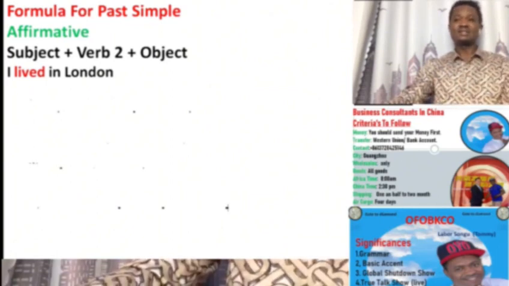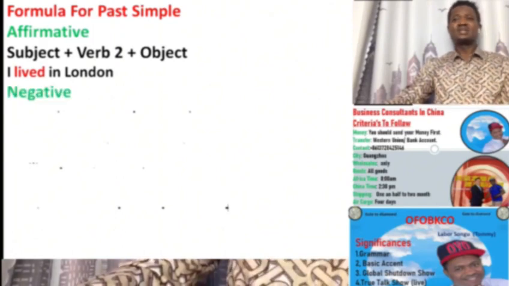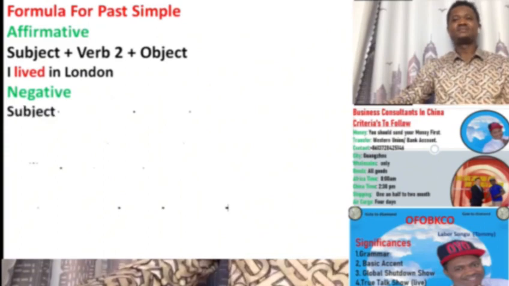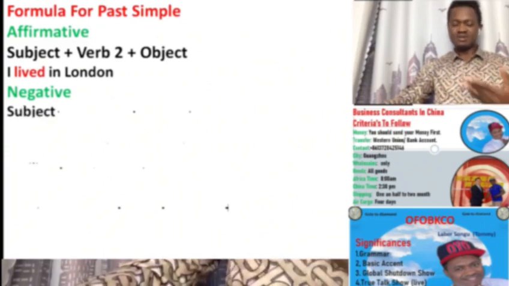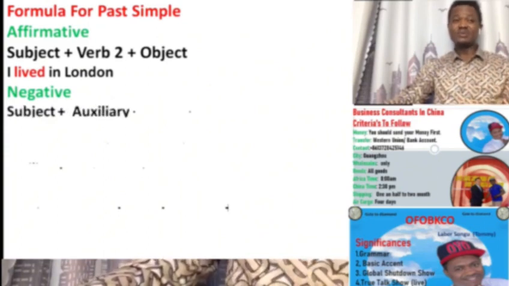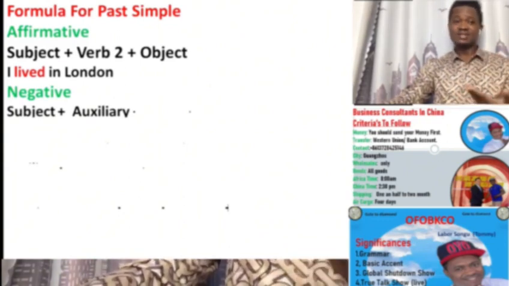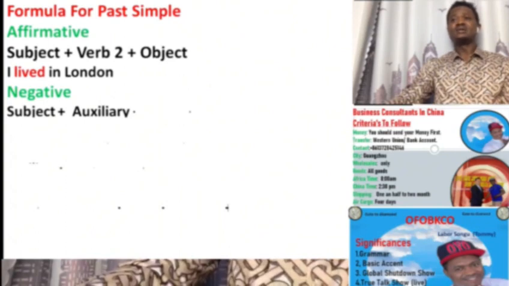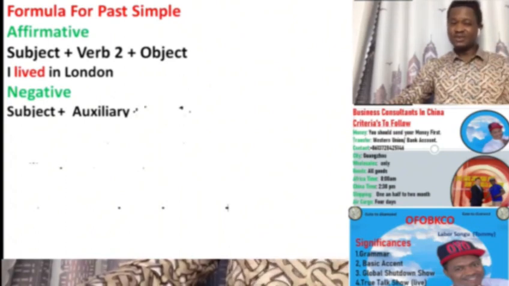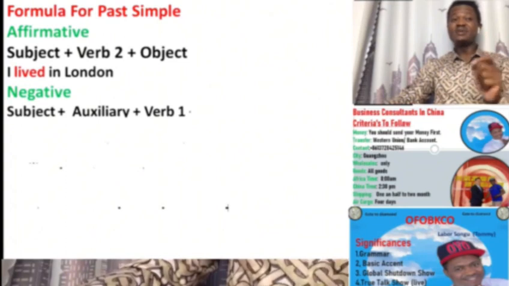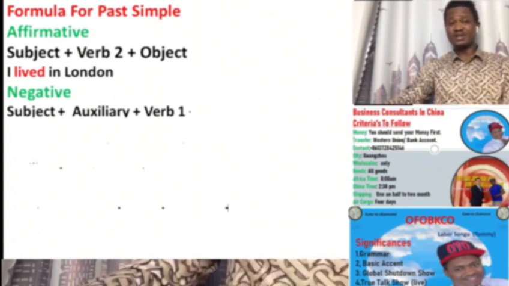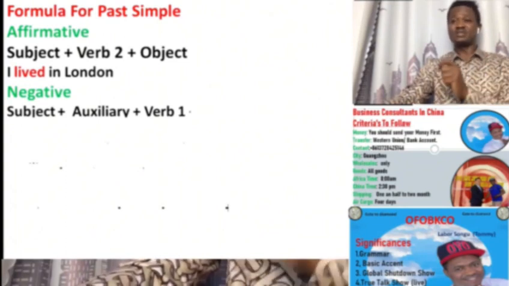Negative form. So let's talk about the negative form. The negative form gotta be subject plus auxiliary verb. We all know the auxiliary verb do, so in the past gotta be did. Plus the V1 verb. This is gonna be the verb in the base form, that we call the V1 verb.